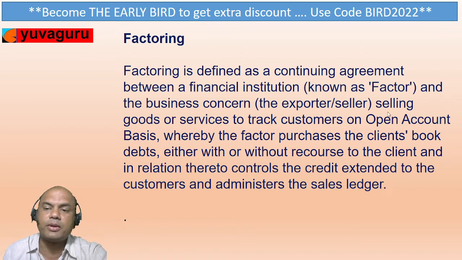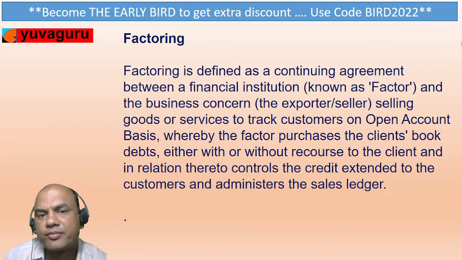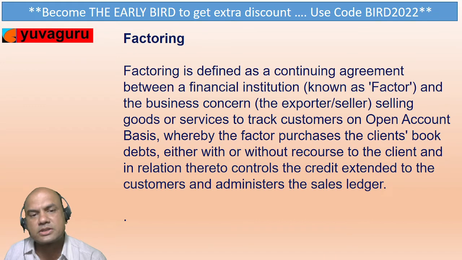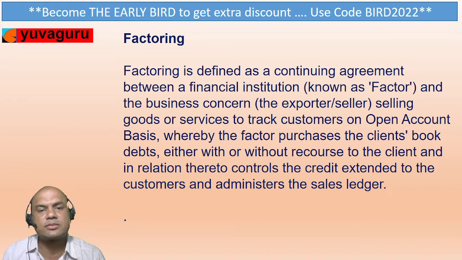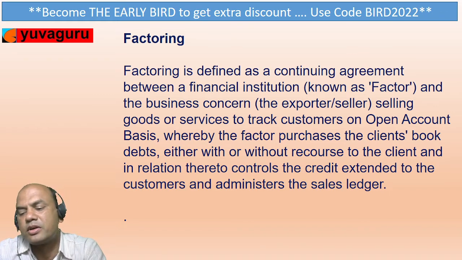So firstly, open account basis, the seller has a relationship with the buyer. A relationship with the buyer means what? If I am the seller, I may have 1,000 customers. So will the bank finance all these 1,000 customers? No. Factoring is always done on a relationship basis. A relationship basis means what?